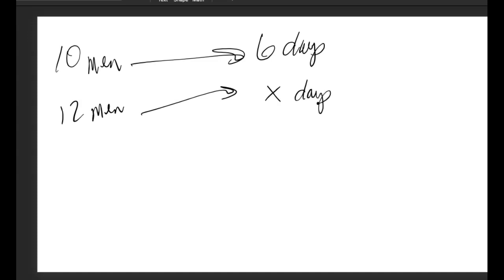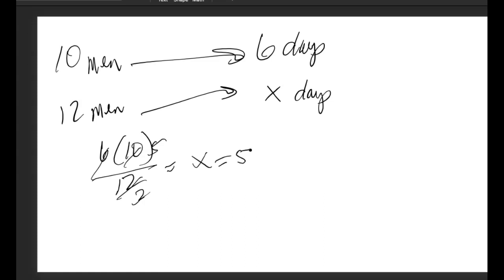Now, the way the people on the internet did this, the guy says, well, if 10 is smaller than 12, then 6 has got to be smaller than X. So he said 6 times 10 divided by 12 equals 6 going to 12 2 times, 2 going to 6 5 times, X equals 5. Well, that doesn't tell you much. Doesn't tell you anything, really.